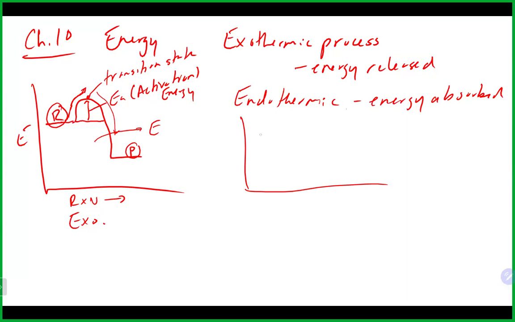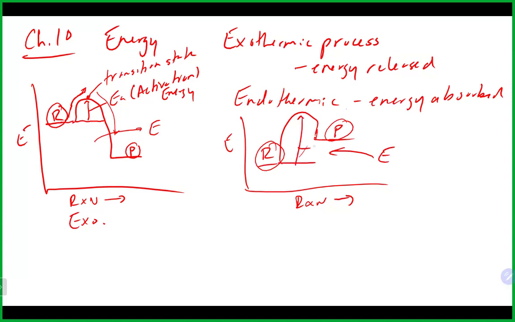The endothermic version of this is very similar, except you've got something like this, reactants to products. In this case, our reactants are lower in energy than our products. That means energy has to actually go into the system to allow this reaction to take place. It also has a greater activation energy hill that it has to climb to get to the other side.